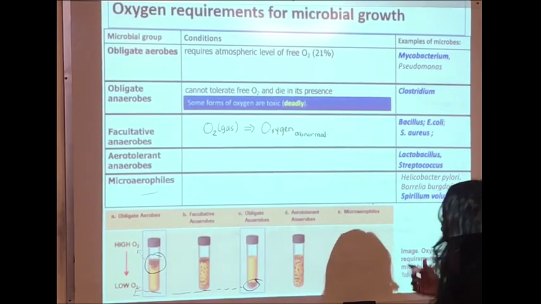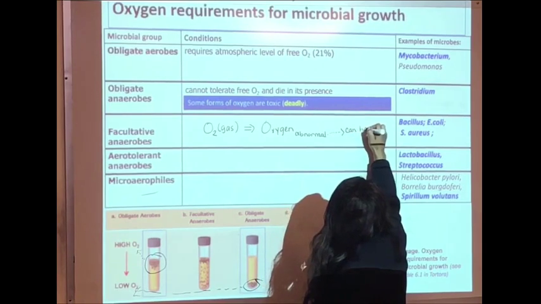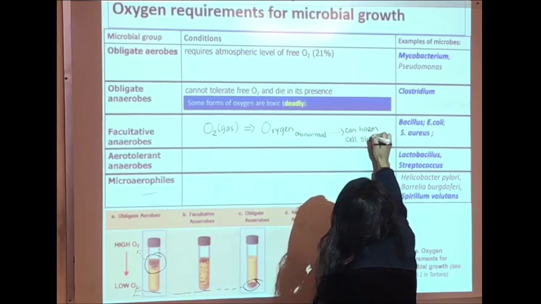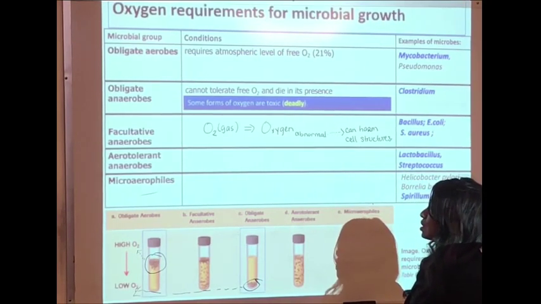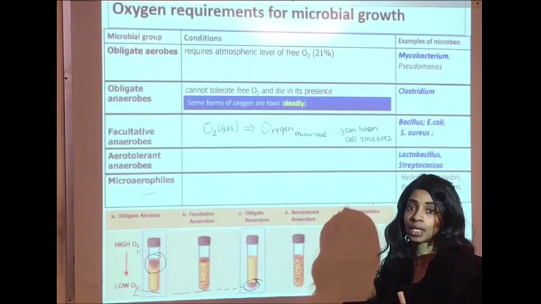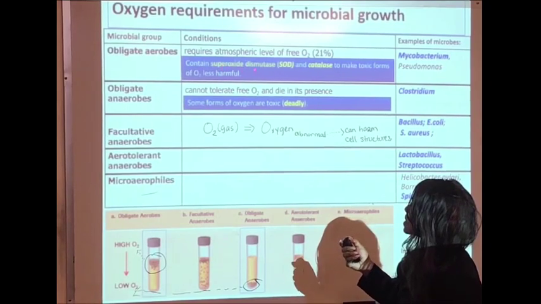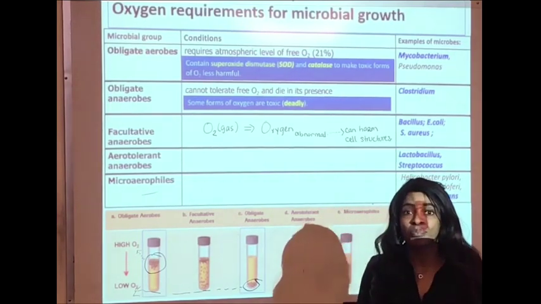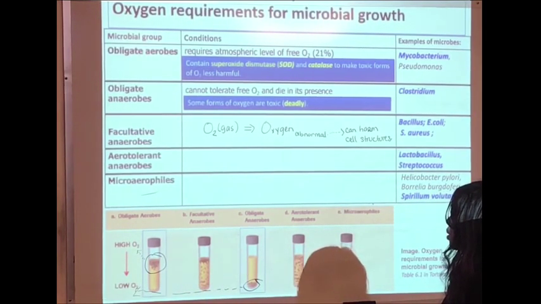It can harm cell structures. So these obligate anaerobes cannot deal with this because the cell structures are damaged, and they do not survive. But the obligate aerobes have special enzymes, superoxide dismutase and catalase, in their cells, and those enzymes allow them to take these toxic forms of oxygen and convert them back into the normal form.